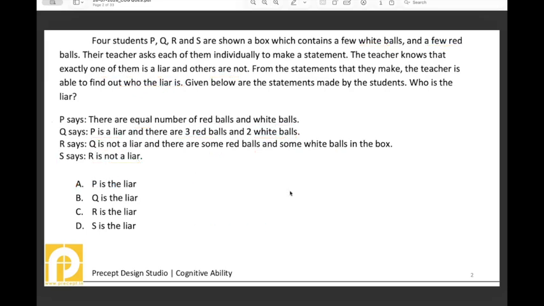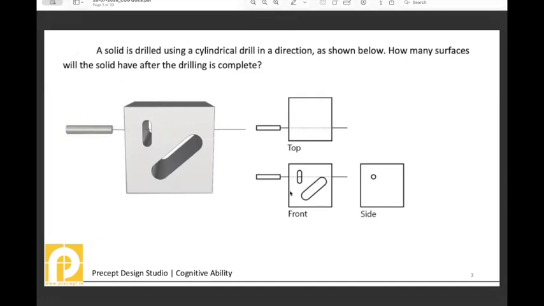We'll move to the next one. A solid is drilled using a cylindrical drill in a direction as shown below. How many surfaces will the solid have after the drilling is complete? We are given a solid with two cavities inside, and there is also a cylindrical drill that is drilled through this cube. We have to identify how many surfaces the solid will have after the drilling is done. The cylindrical drill will move through the solid in this direction and will cut a cylindrical hole.